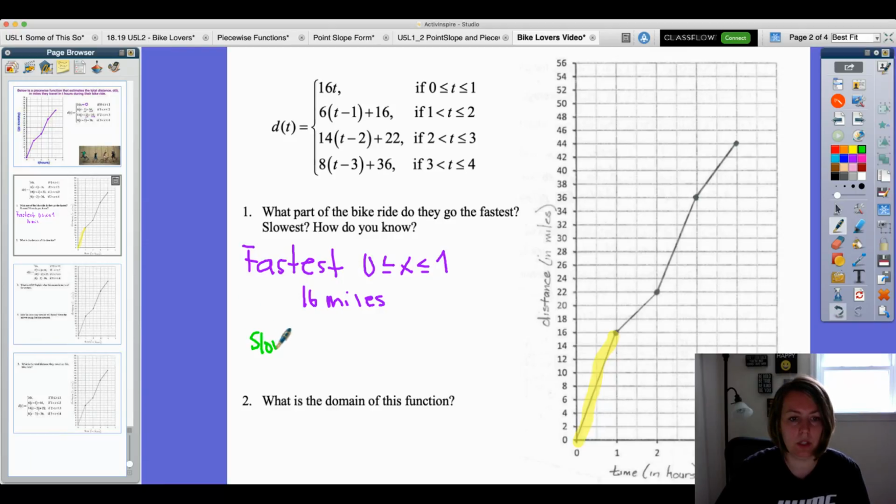So the slowest is from 1 to 2. And we said that that was 6 miles.